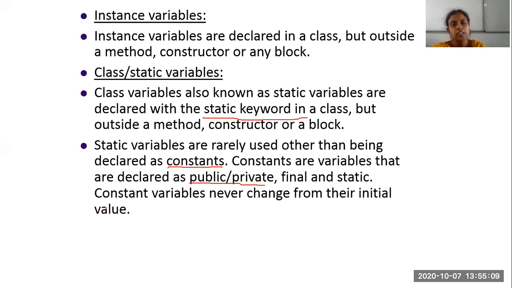Within a method, when I declare a variable, I call it a local variable. If I declare it inside the class, I call it an instance variable. When I use a variable with the keyword static, I call it a static variable. So there are three types of variable: local variable, instance variable, and static variable.